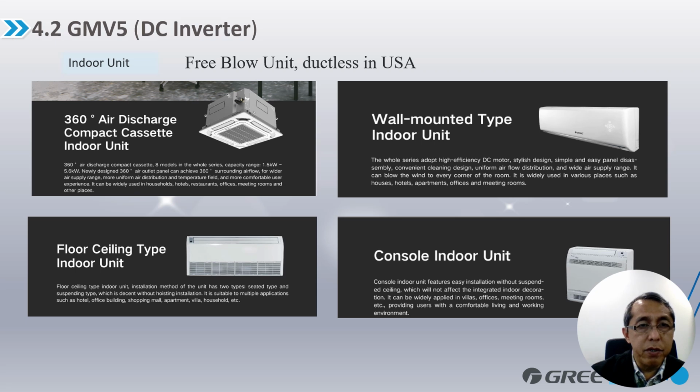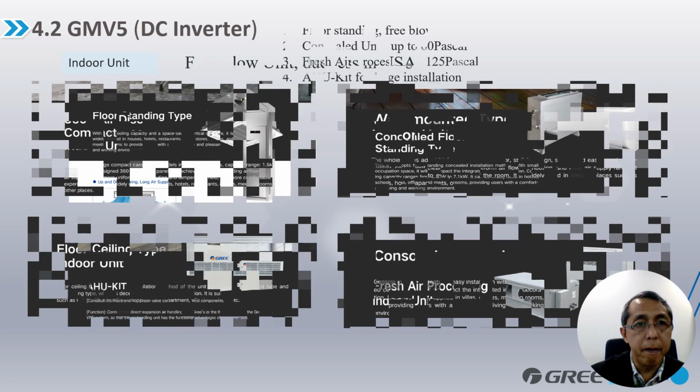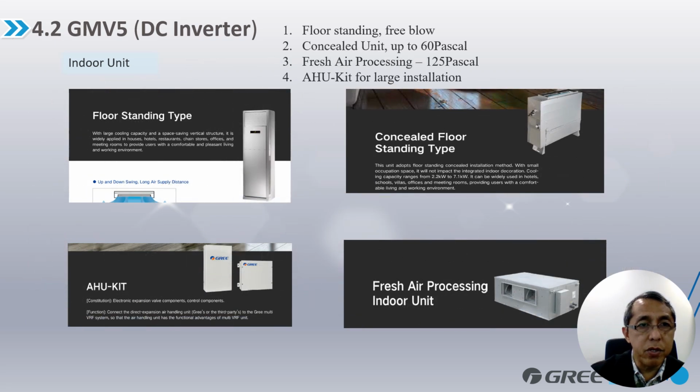For the indoor unit, you can use pre-blow unit, wall-mounted console, floor ceiling, or the 360 discharge, air discharge, ceiling cassette. And you can also use floor standing, ceiling concealed on the floor, and you can connect also the pressure processing indoor unit. AHU kit, you normally use this for large capacity air handling unit that uses direct expansion.